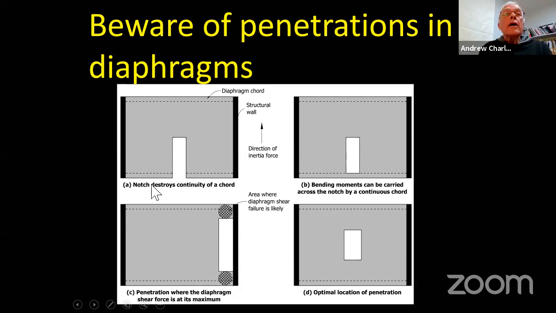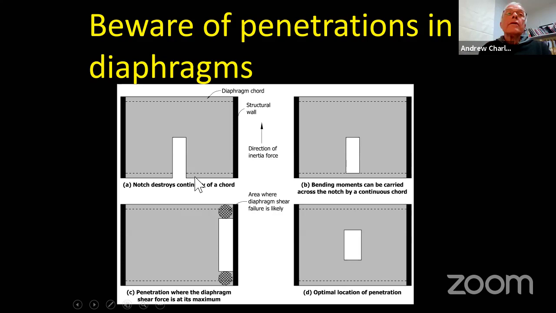But if there is a big notch in the floor diaphragm, say to accommodate stairs or an atrium, then this notch destroys the beam action of the diaphragm.